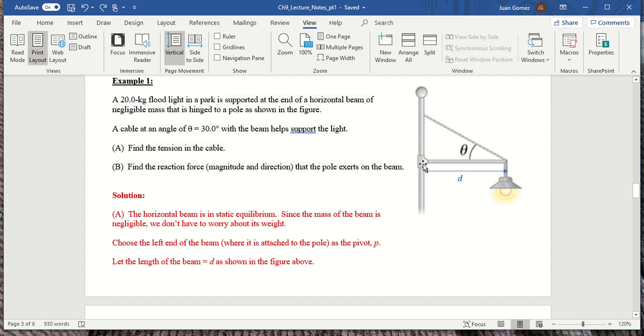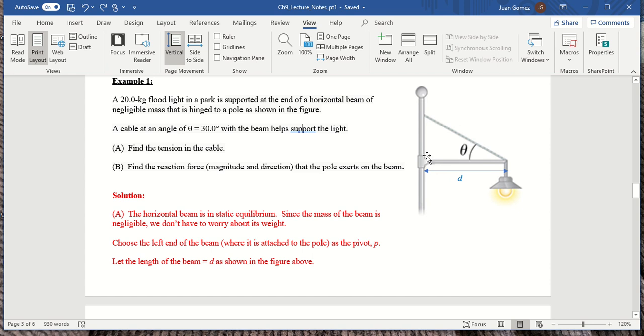They exert forces on each other. So the light pole, by Newton's third law, the beam exerts a force on the light pole, which we don't care about, but the light pole exerts a force on the support beam. And the support beam is what we consider to be the object in equilibrium.